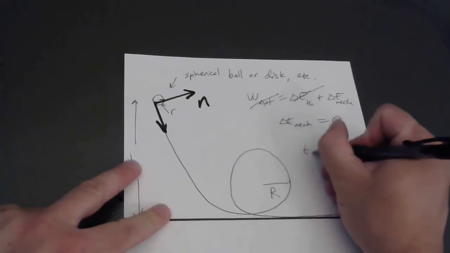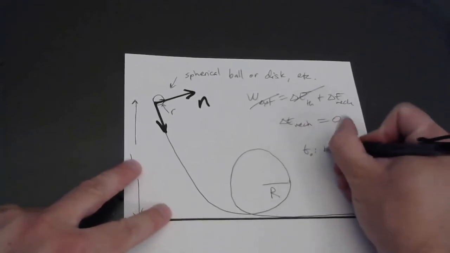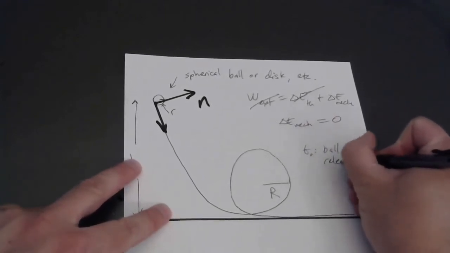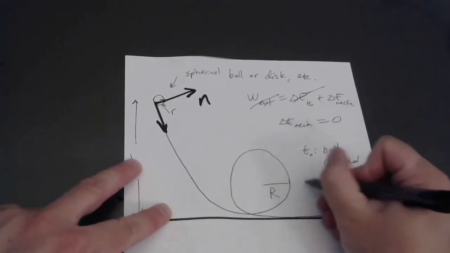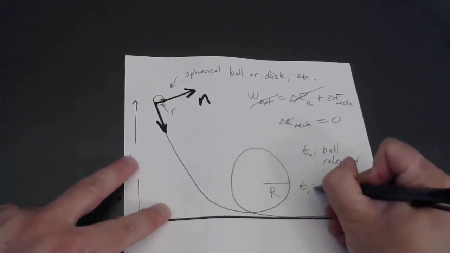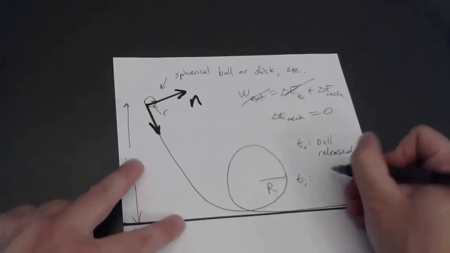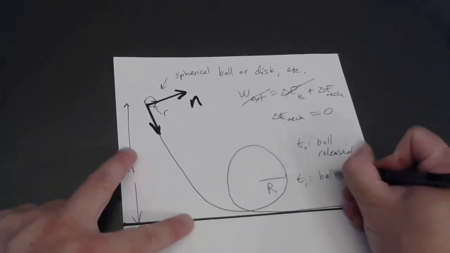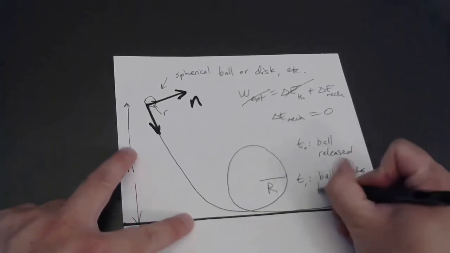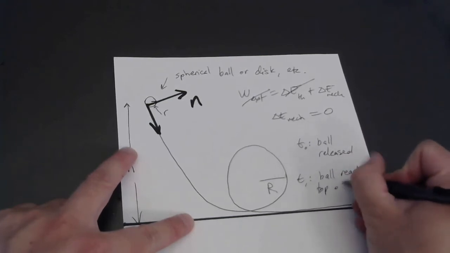So let's define our times. T0, ball is dropped or released. This isn't New Year's. That sounds like Times Square, ball is dropped. T1, the ball reaches the top of the loop. Loop the loop.